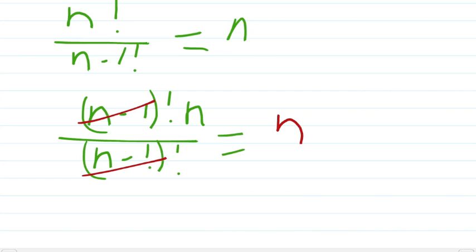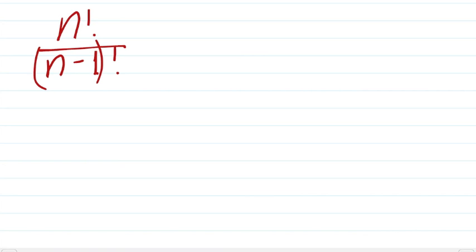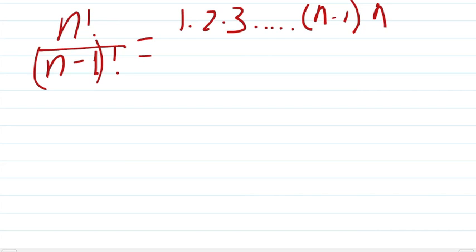Okay? Now, we can write that same idea as n factorial over n minus 1 factorial, and here's where the question starts coming in on example 6 in the book. We can write this as 1 times 2 times 3, and then we put in our dot dot dots representing all of the numbers between 3 and n minus 1 and n.